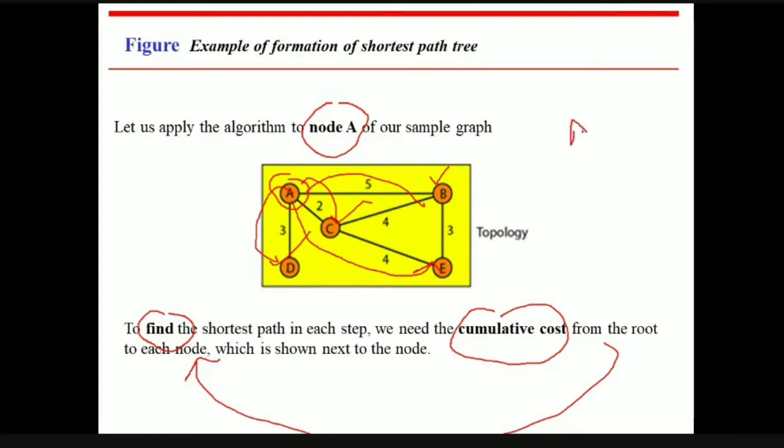If we consider A, from A to every other node we have to find out the shortest possible route. If we consider B, we have to find out the shortest path tree from B to A, B to C, B to D, and B to E. Like that, for every node, we have to identify the shortest path tree. Now in this example, we are only taking node A. We'll analyze the algorithm and find out how Dijkstra's algorithm is going to find the shortest path tree for this particular node A.